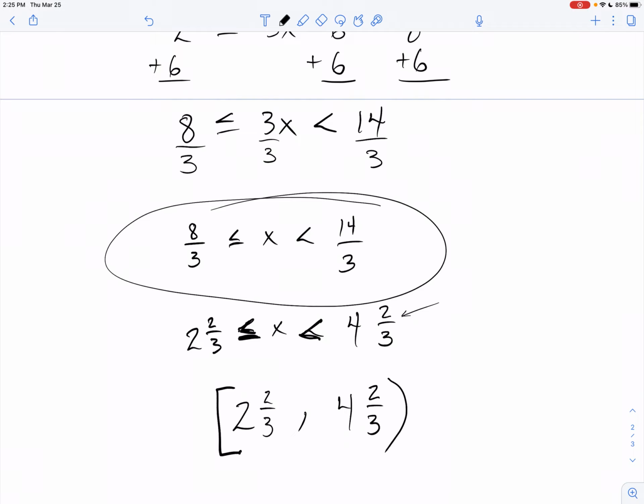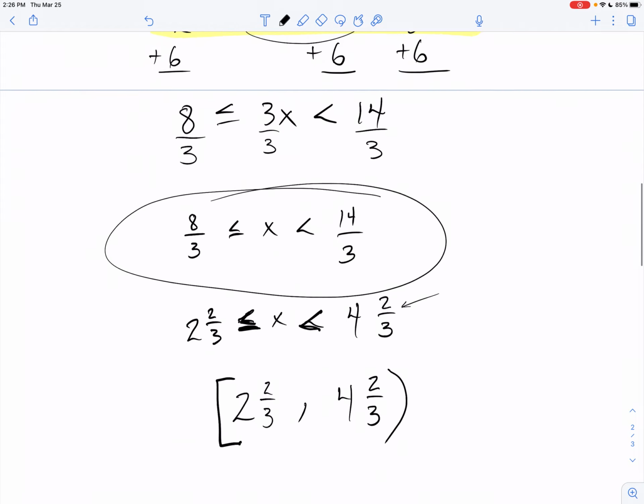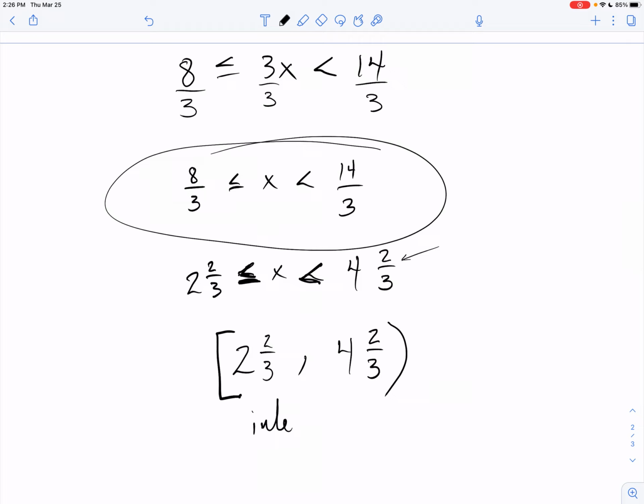Now, hey, I want to know if I did it right. Well, pick any number that's between 2 2/3 and 4 2/3. I think the number 3 is a pretty good choice. 3 is a number between those two. So if I go back to my original statement that looked like this, I could plug in 3 and say 3 times 3 is 9. 9 minus 6 is 3. This grand total would be 3. Is 3 between 2 and 8? Sure it is. So you can check your answers by plugging something back in that's in your interval. So that's interval notation.